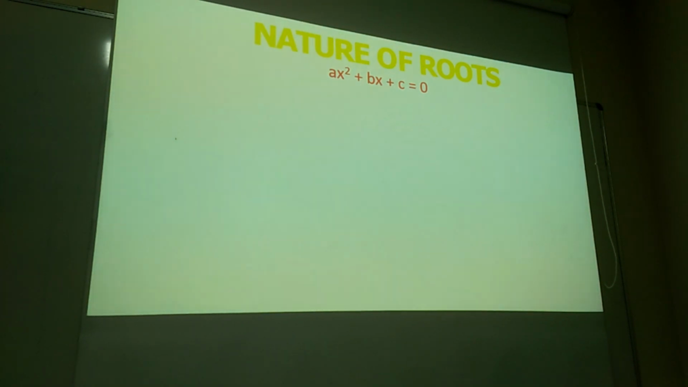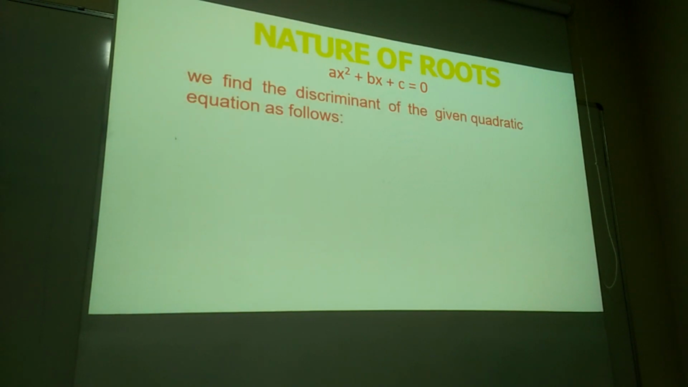Now listen to the method of how we will solve. First, you will find something called the discriminant. How do we find this discriminant? The discriminant is denoted by the letter D. It is given by the formula b square minus 4ac. Write down: we find the discriminant for the given quadratic equation as follows. D is equal to b square minus 4ac.